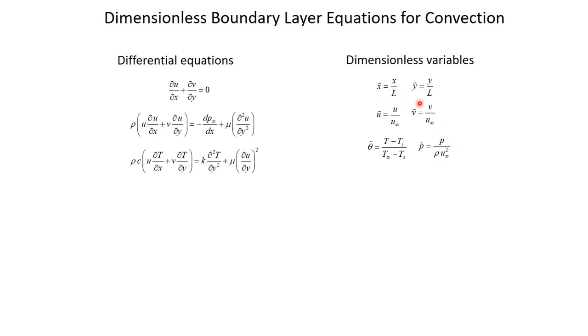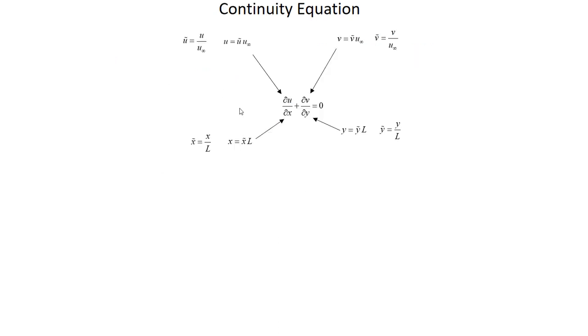I'm going to take these definitions and plug them in everywhere I need to over here and see what comes out the other side in terms of dimensionless differential equations. So let's start with the easy one, and that's the continuity equation. So here's the continuity equation. In order to non-dimensionalize the continuity equation, I'm going to need to substitute in for u. So according to my definition, u is u squiggle times u infinity, so that's what I'll put here.